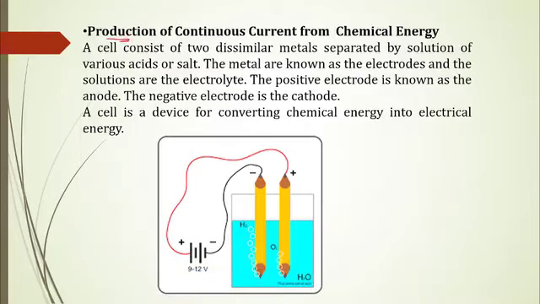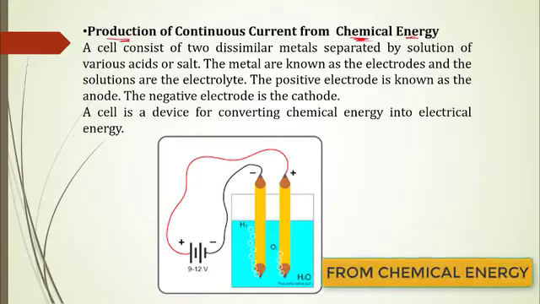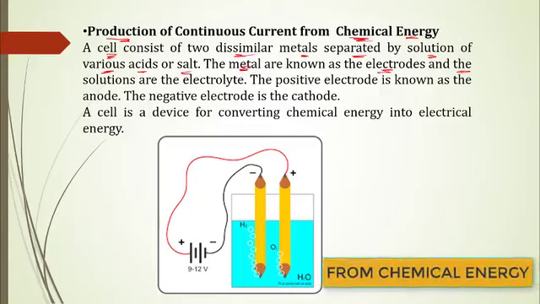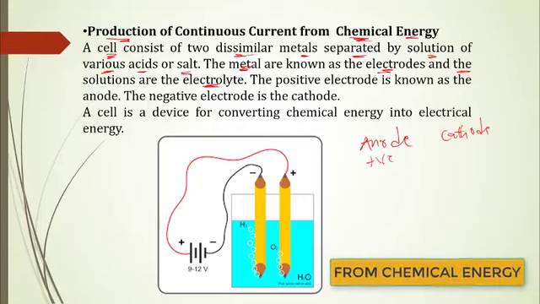Let us also look at how current is produced continuously from chemical energy. When we talk about production of continuous current from chemical energy, we're talking about cells, two dissimilar metals that are separated by a solution of various acids or salts. Now these metals are what we call electrodes, and the solutions, the salts, the acids that they are submerged in are called electrolytes. Electrodes are divided into two. We have the anode, which is the positive electrode, and we have the cathode, which is the negative electrode.